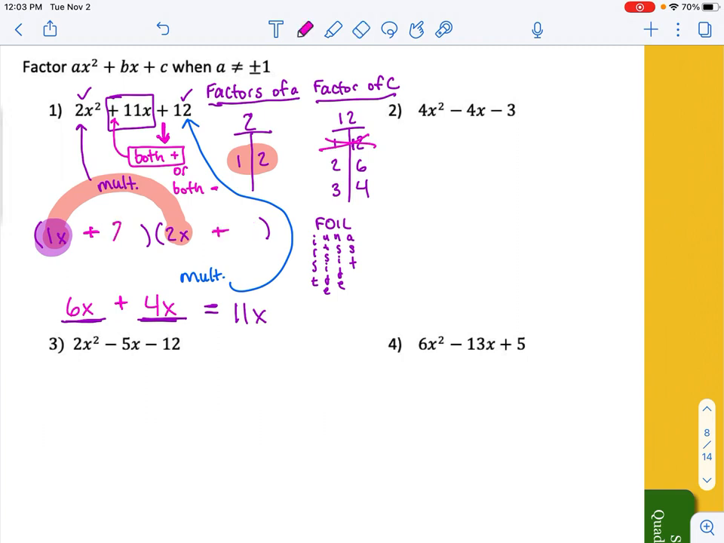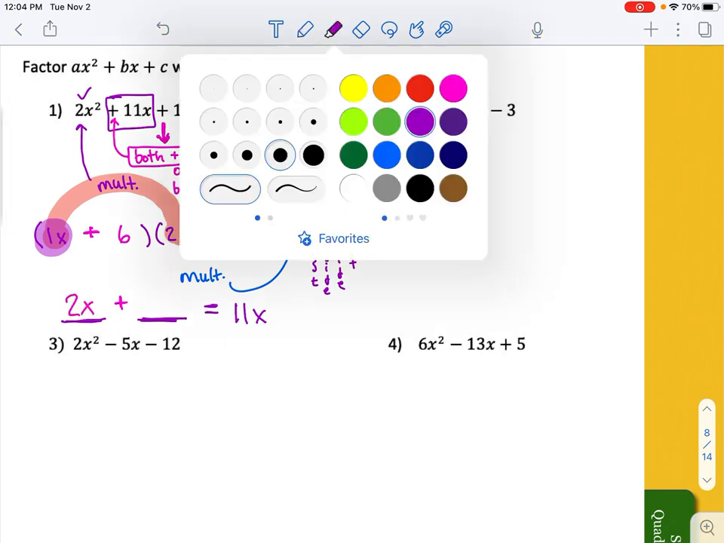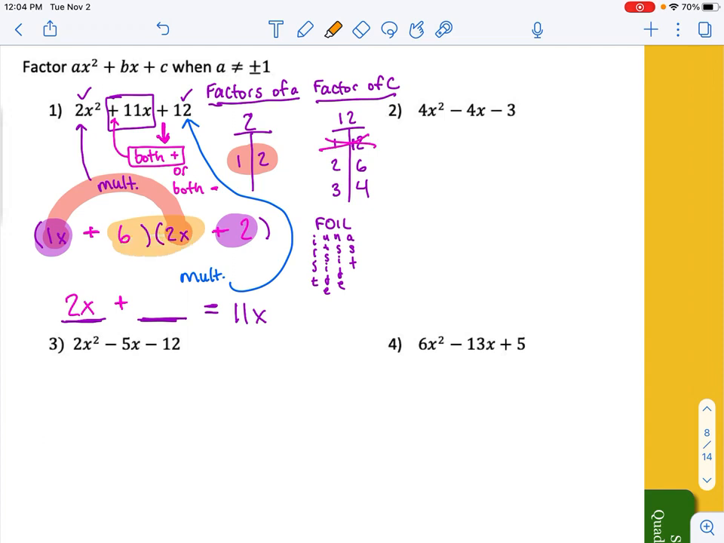Maybe I can flip them and put 6 there, my bad, and put 2 here. Yeah, there we go. I do my outsides multiplied. 1x times 2 is 2x. And then I also take my insides multiplied, and I get 12x. That's also not 11x, so these two, neither way, work once again.